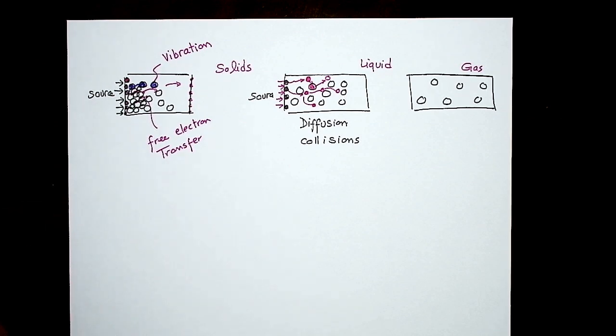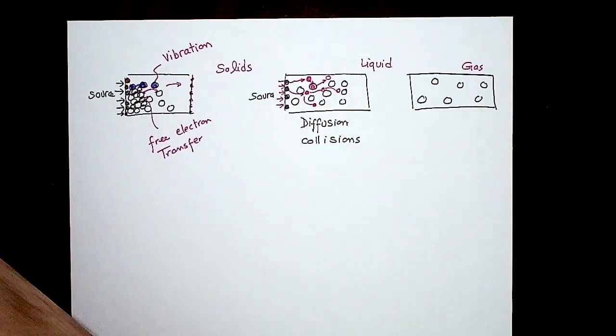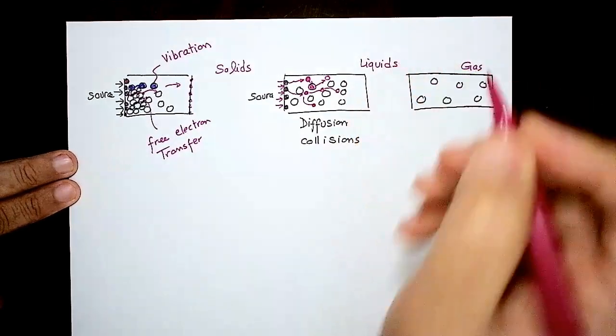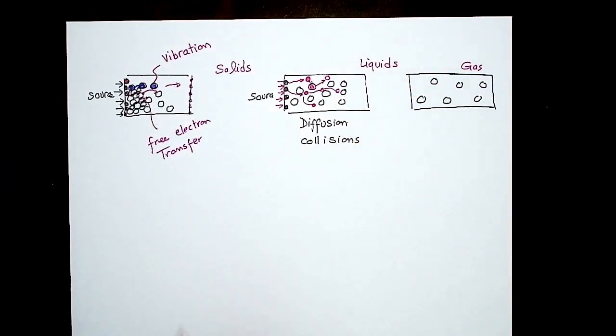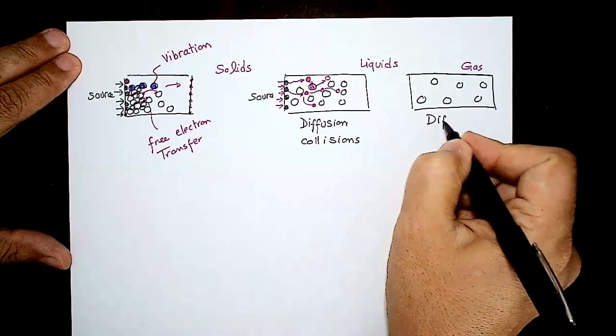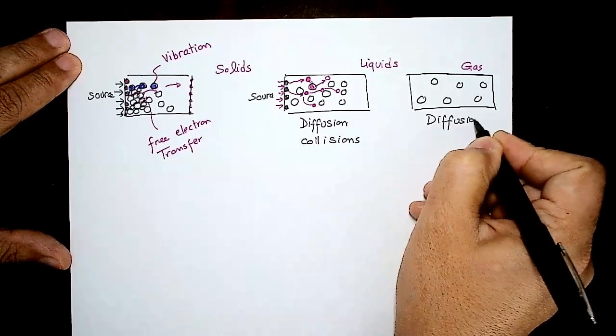Going to liquids, liquids have more freedom for their atoms or molecules to move, so they will diffuse, they will carry energy, and the molecule will move from one location to the other. It's going to make a collision. During that collision, it will transport some of the energy to the next one, and so on. So diffusion is the dominant one. For gases, the freedom is higher, which means that diffusion is actually higher. So in gases also we have diffusion and collision.